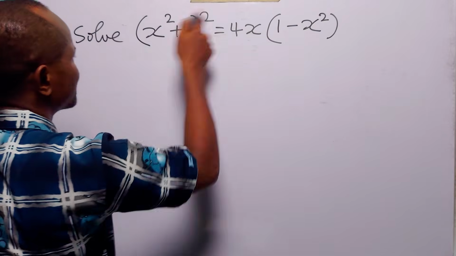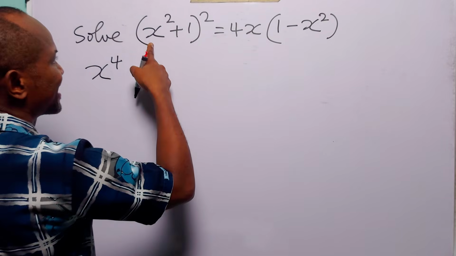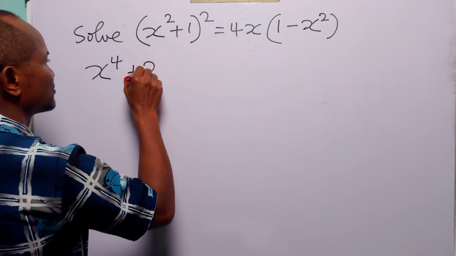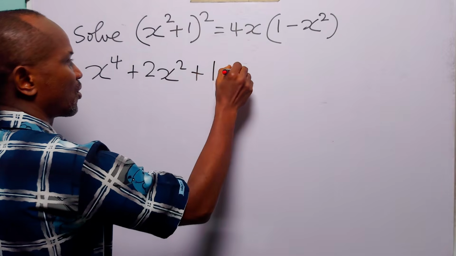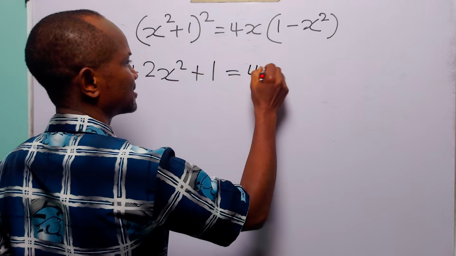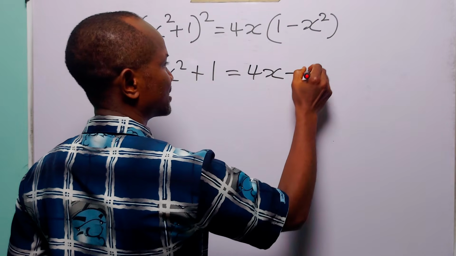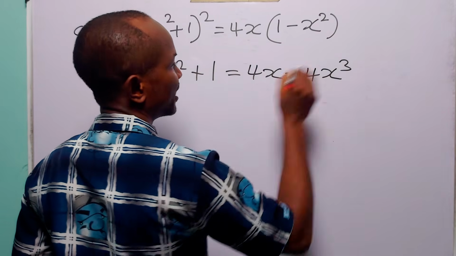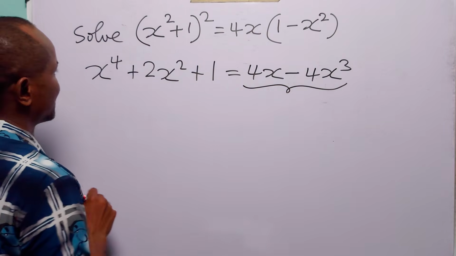We have x squared squared, which is x raised to power 4. 2 times x squared times 1 is 2x squared. And 1 squared is 1. Now, on the right-hand side, we have 4x times 1, that is 4x, and 4x times minus x squared, that is minus 4x cubed. Now, let us move these two terms over to the left-hand side.